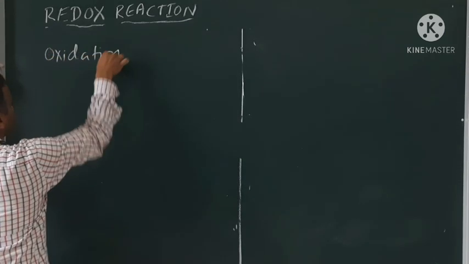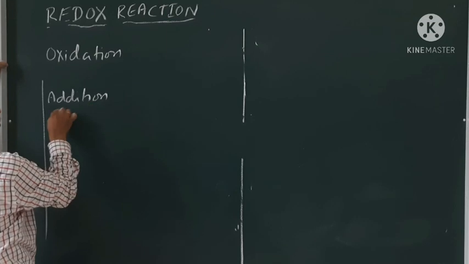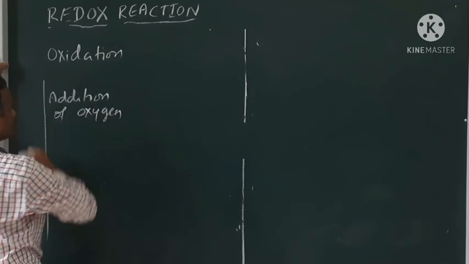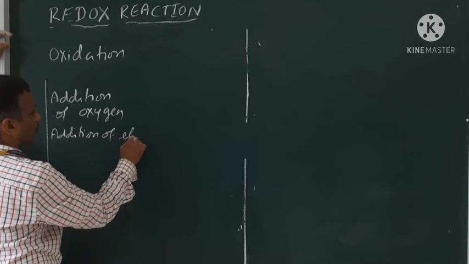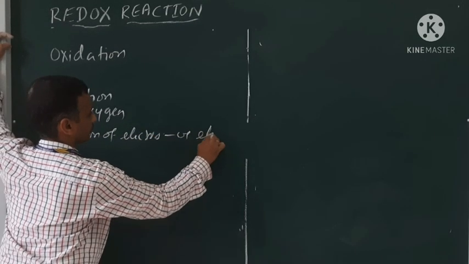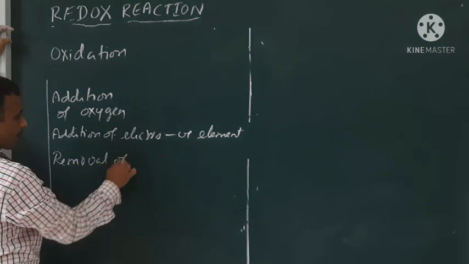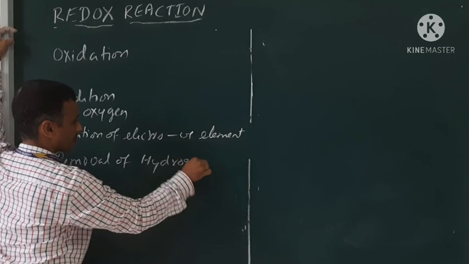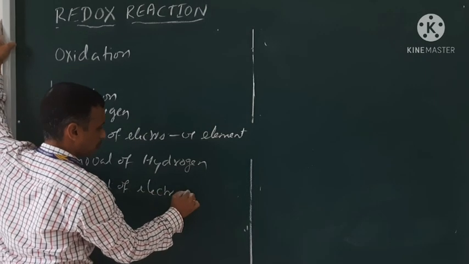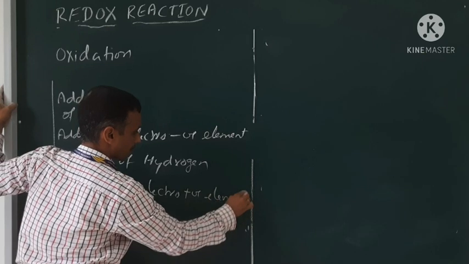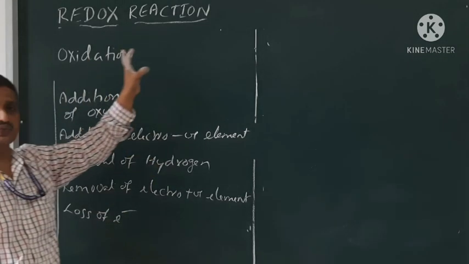Oxidation: addition of oxygen, then addition of electronegative element, then removal of hydrogen, removal of electropositive element, then loss of electron. These are all definitions for oxidation.